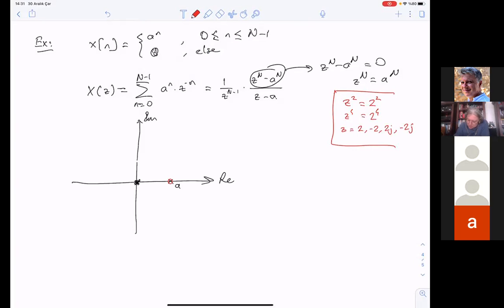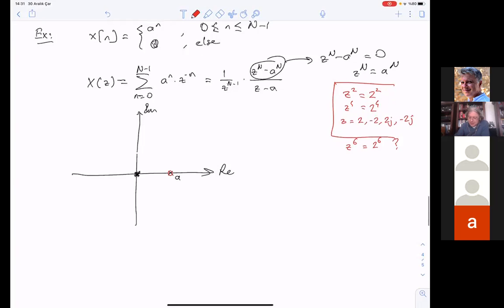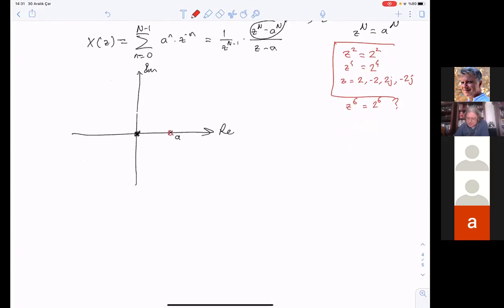Or if I extend the question further to z to the 6 is equal to 2 to the 6, then what will be your answers for the solution? How are you going to indicate the answer? It's simple, and it requires only a little bit of knowledge of complex calculus. Like this, we have the complex plane like this, and z to the 6 is equal to 2 to the 6, or z to the 4 is equal to 2 to the 4 means that the magnitude of z is equal to 2, the radius. Okay, so we draw a circle with a radius of 2.